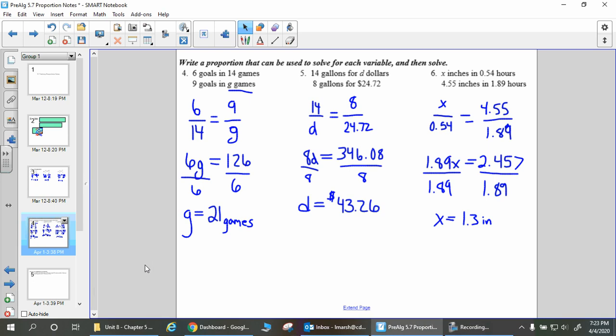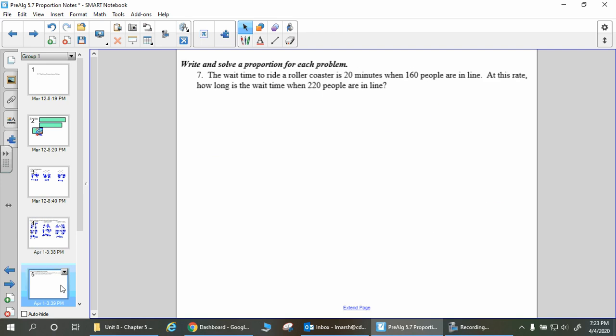Okay, and so we're going to carry on with the last way that we can use our proportions, and it's going to be with a full word problem. So the previous questions were sort of mini word problems. They didn't have any extra words. It was very much this many inches in this many hours, these inches in these hours. Now we're going to add full sentences.